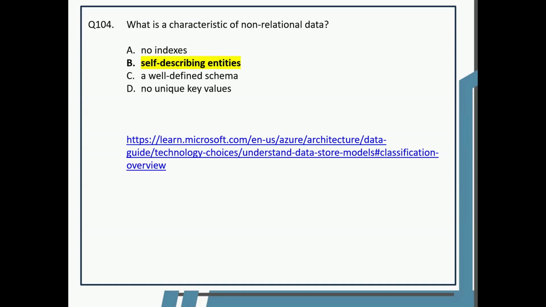Remaining three options are just the opposite of the characteristics of NoSQL as they support indexes. Well-defined schema is a characteristic of relational database, and non-relational database do use unique keys. For example, a partition key, row key in Azure Table Storage, or an ID field in Cosmos DB.